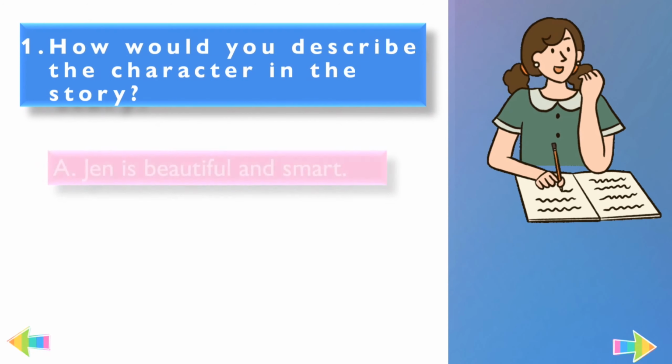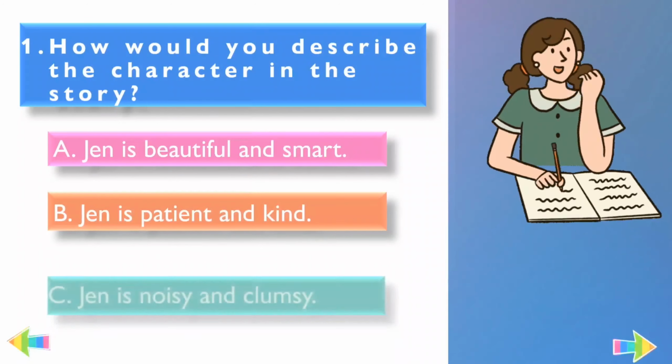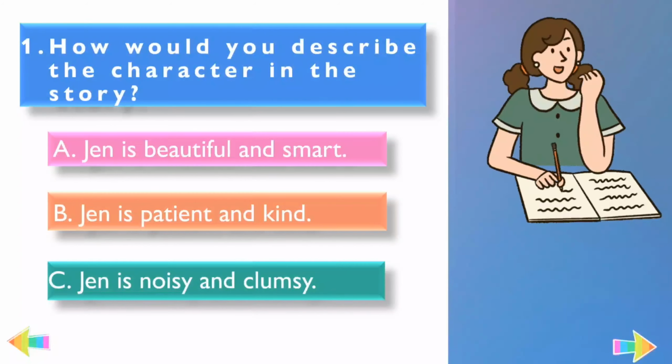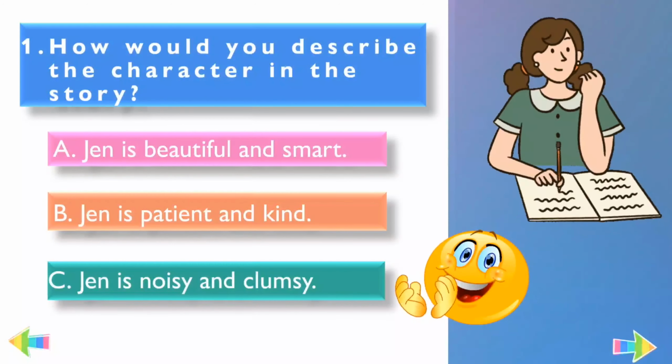Number 1. How would you describe the character in the story? A. Jen is beautiful and smart. B. Jen is patient and kind. Or C. Jen is noisy and clumsy. Very good. Jen is patient and kind.